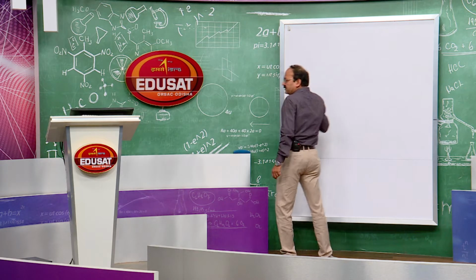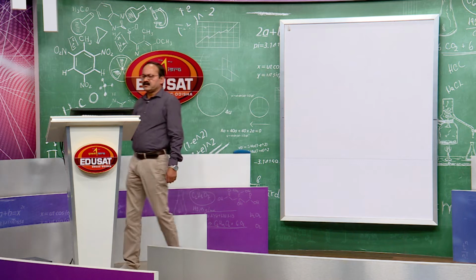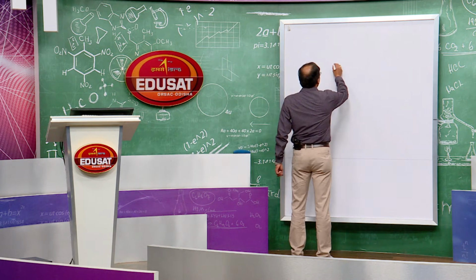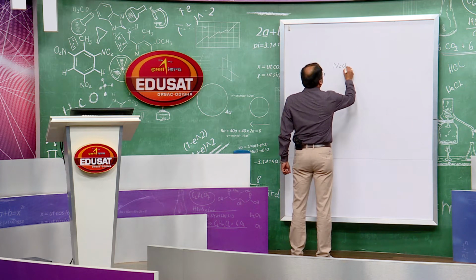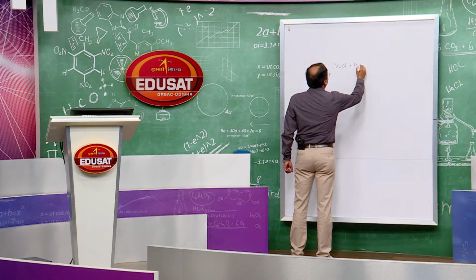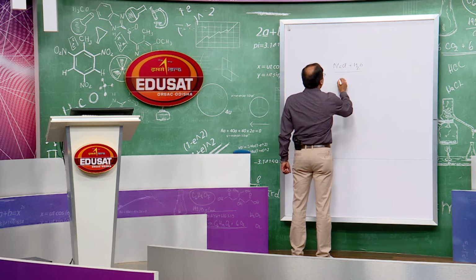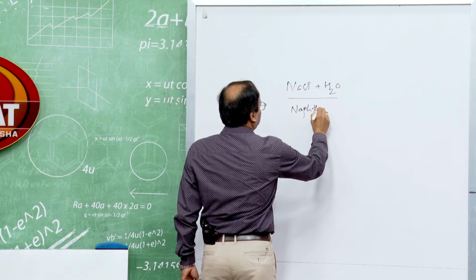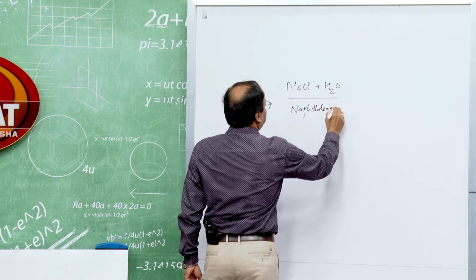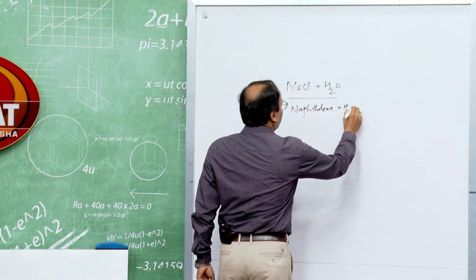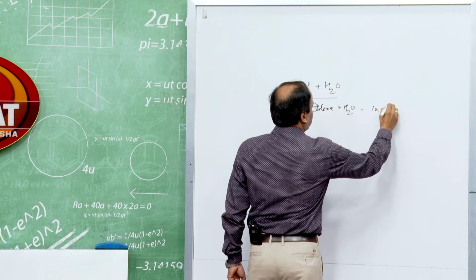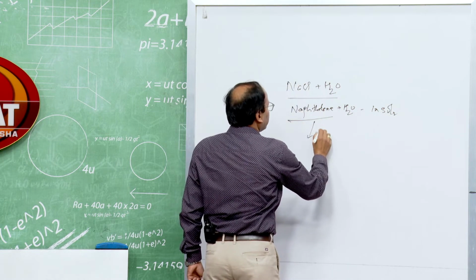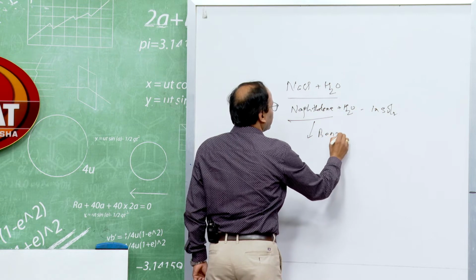You can take the example of sodium chloride. Sodium chloride is dissolved in water. This is a solid dissolved in water. But naphthalene, if you take it, is not soluble in water. This is insoluble. But naphthalene is soluble in benzene, an organic solvent.